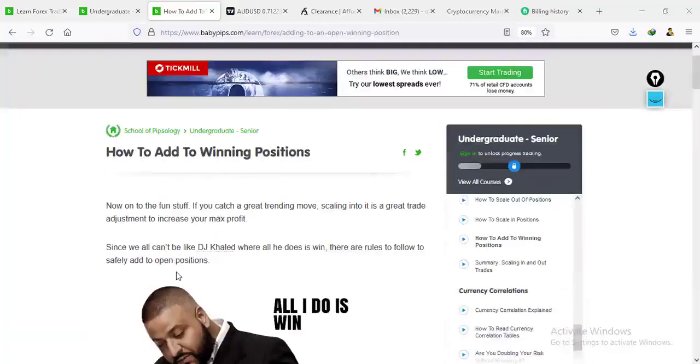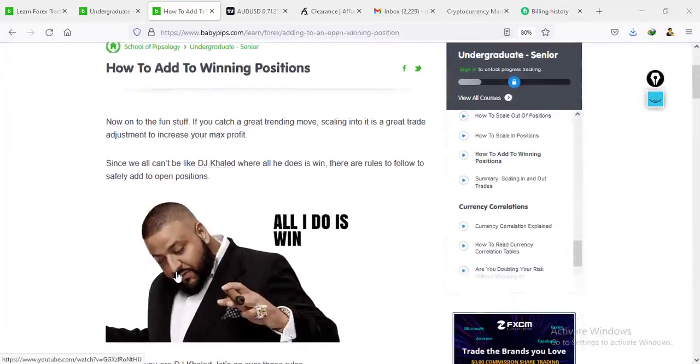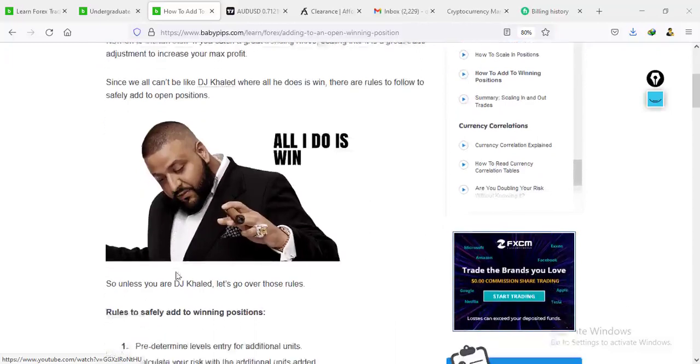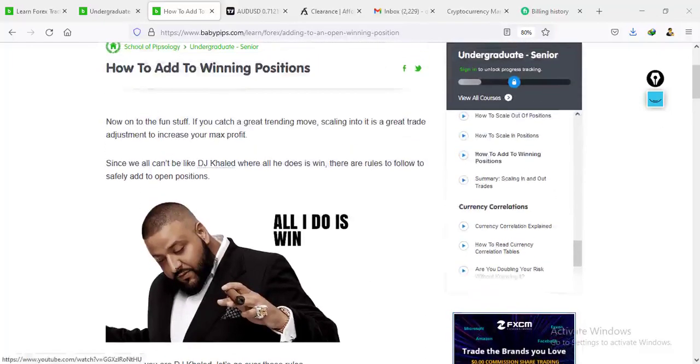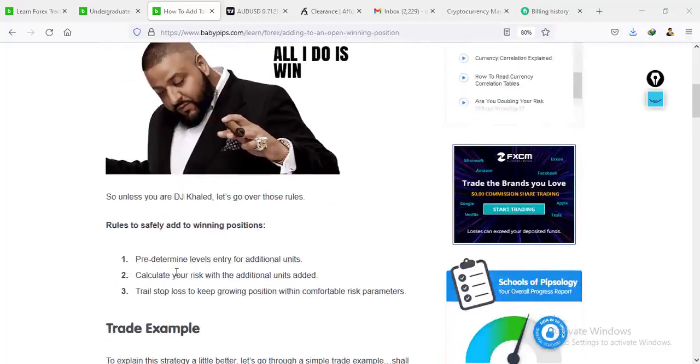So here we are on how to add to winning positions. So look at this guy. Do you know this man, DJ Khaled? You know that his song that says all I do is win, win, win, no matter what. Oh my goodness, yeah, I remember that song. So how do you add to winning positions so that you always win?